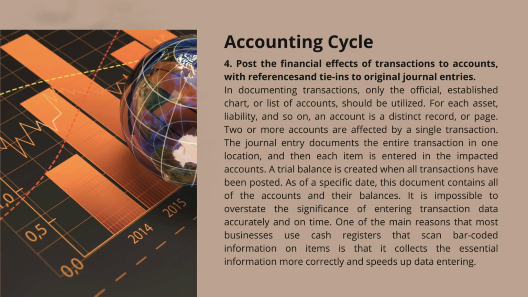In documenting transactions, only the official, established chart, or list of accounts, should be utilized. For each asset, liability, and so on, an account is a distinct record, or page. Two or more accounts are affected by a single transaction. The journal entry documents the entire transaction in one location, and then each item is entered in the impacted accounts. A trial balance is created when all transactions have been posted. As of a specific date, this document contains all of the accounts and their balances. It is impossible to overstate the significance of entering transaction data accurately and on time.